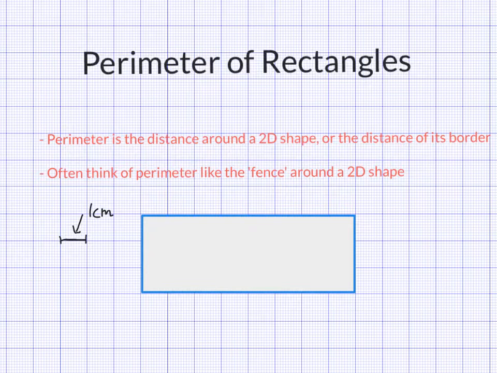This video will demonstrate how to find the perimeter of rectangles. Perimeter is the distance around a 2D shape that I'm demonstrating to you now, or the distance of its border.